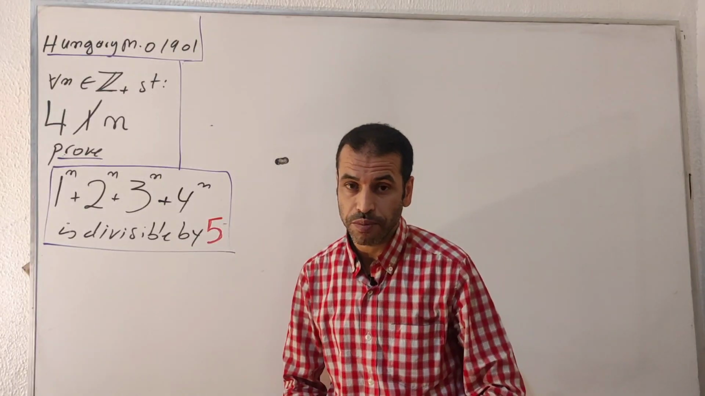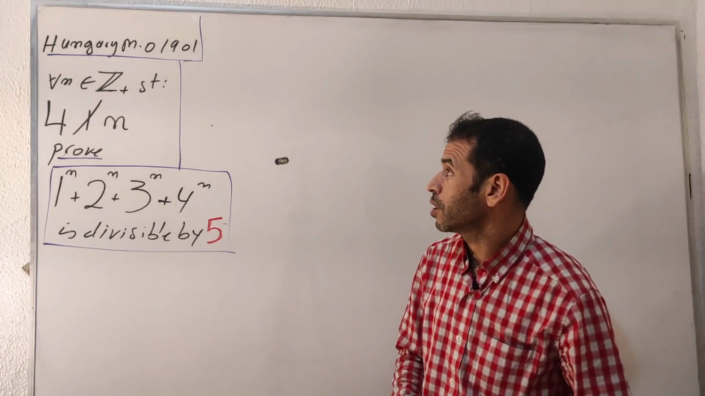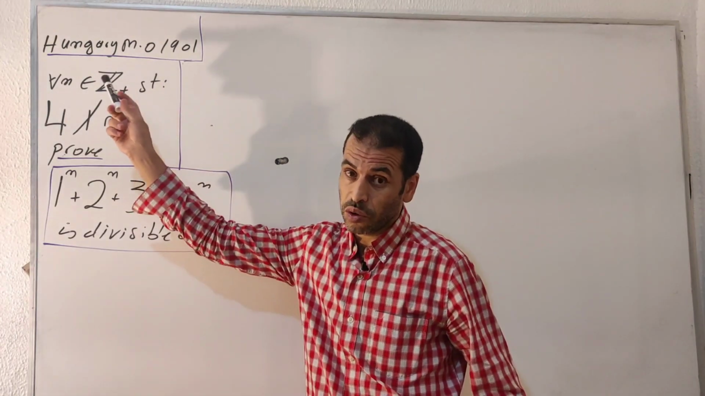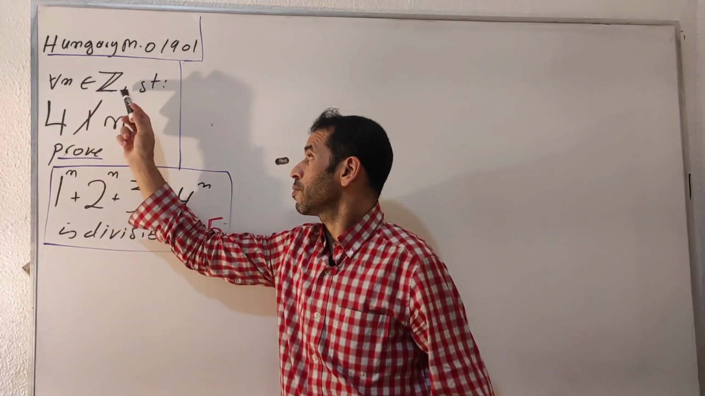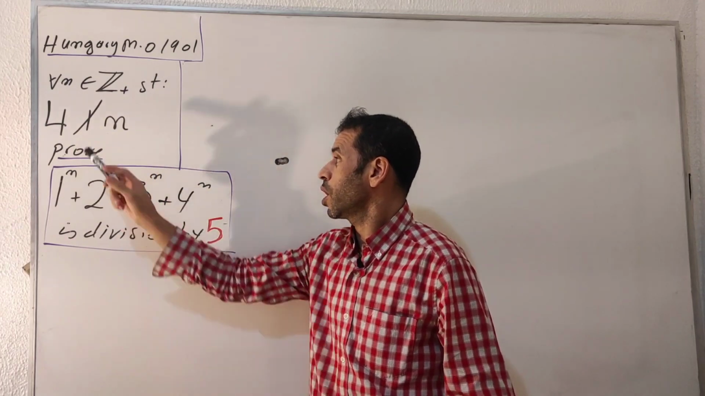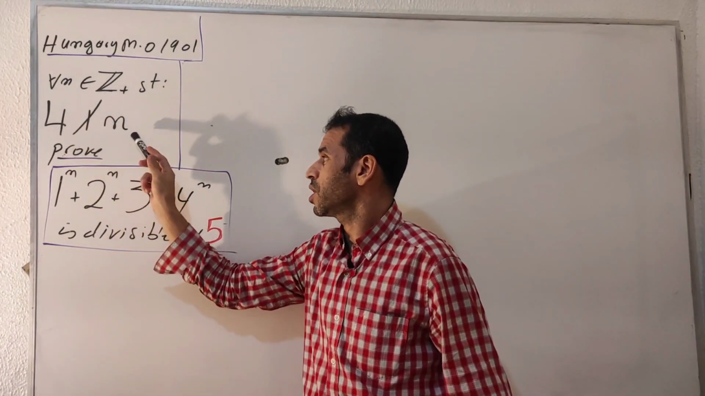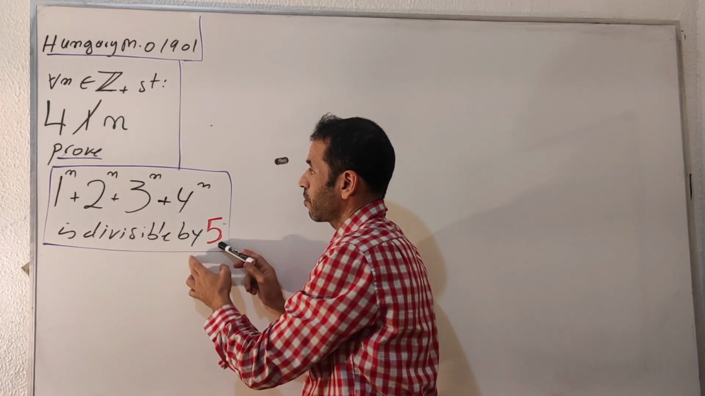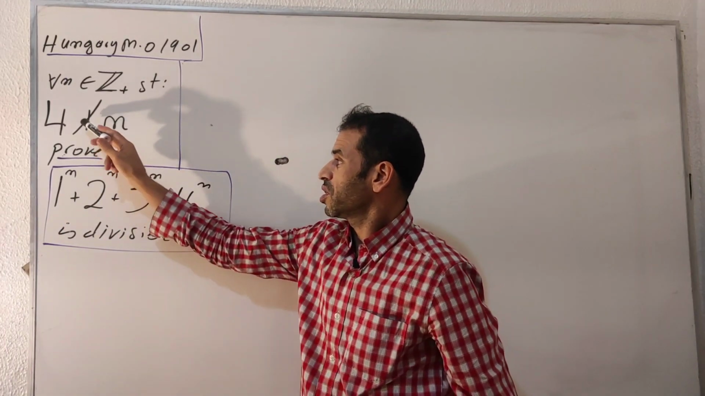In today's video, here is a nice problem. It's coming from Hungarian Mathematics Olympiad edition 1901. This problem is more than 100 years old. So for all n a positive integer such that 4 does not divide n, make this expression divisible by the number 5. Okay, so this is the condition.